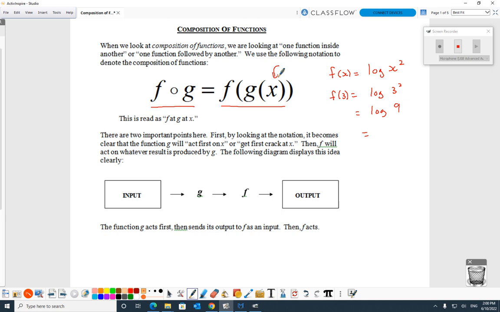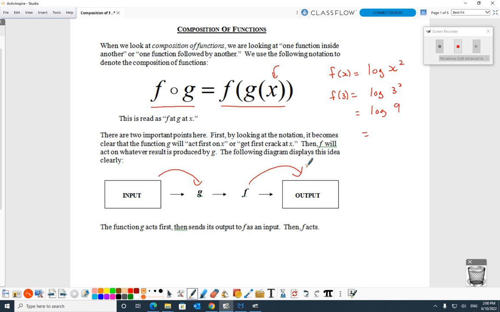And this is the picture that really shows what's going on. You take your input number, you put it into g, you do whatever you have to do to get the answer there. Here I squared to get 9. And then f takes that number that you got out of g and does its action on it, and then you get your final answer. Just a 2-step function is all we're talking about here. The function g acts first, then sends its output to f as an input, then f acts.